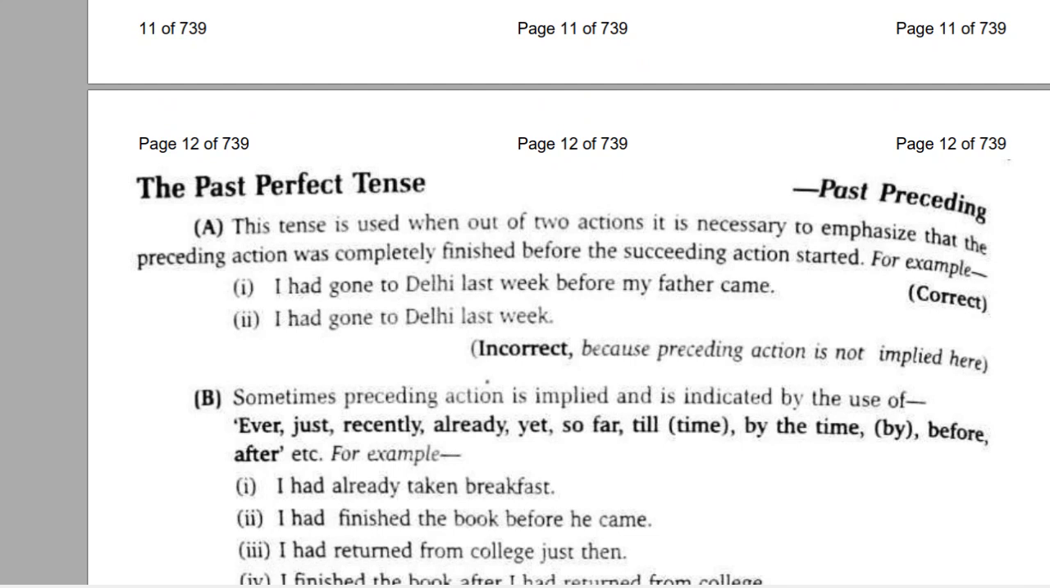This tense is used when you have two actions, one and two, and it is necessary to emphasize that the preceding action was completely finished before the succeeding action. "I had gone to Delhi last week before my father came." The first one is correct. There are two actions here: father came and gone to Delhi.